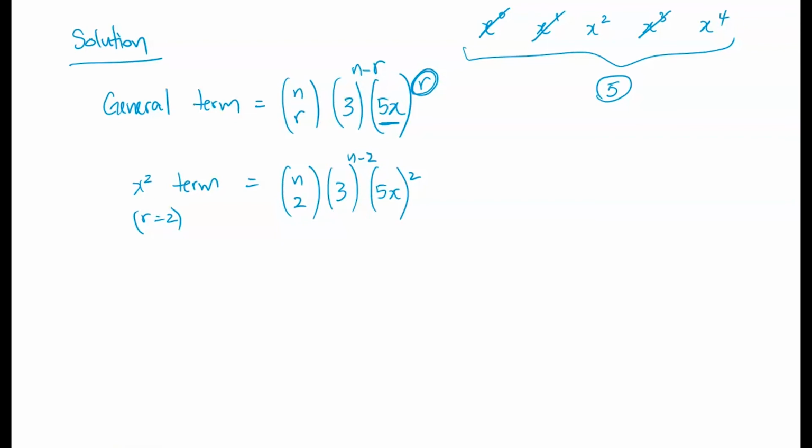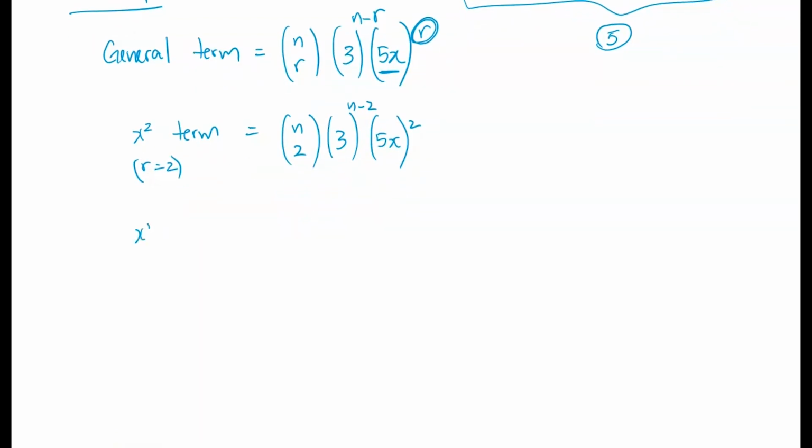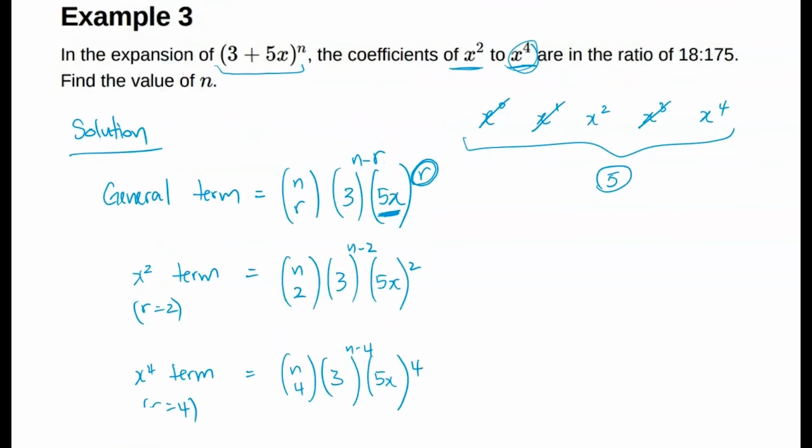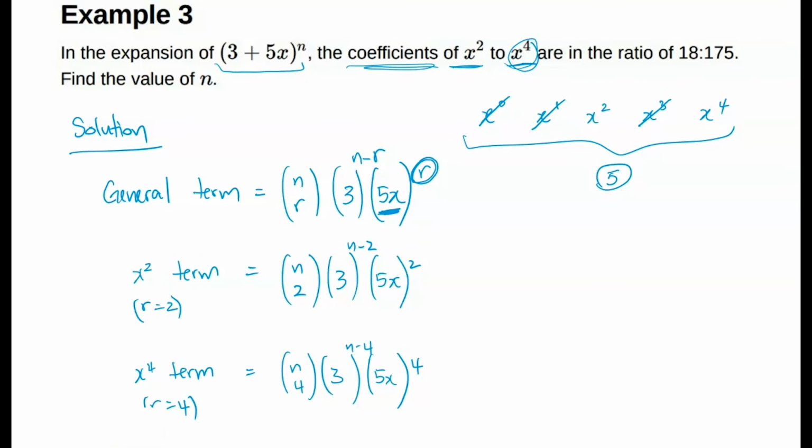Now the next one, we will write down the x to the power 4 term. Again, using the same logic that we did just now, because only this one has x, that tells me my r should be 4. n choose 4, 3 to the power of n minus 4, (5x) to the power 4. Okay, I am now ready to get the coefficients. I only want the coefficients.